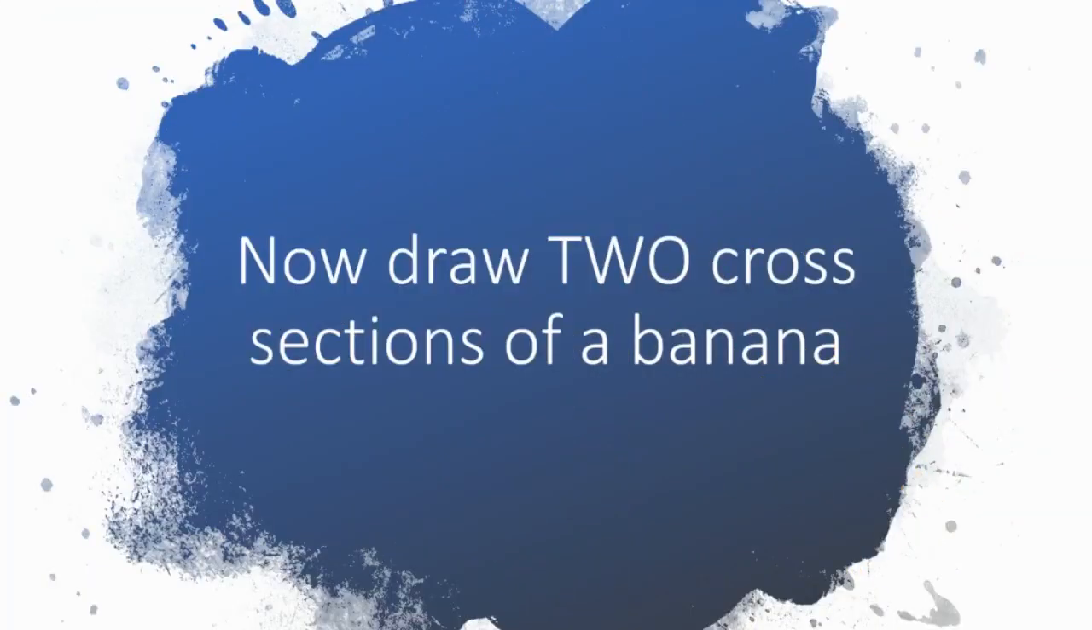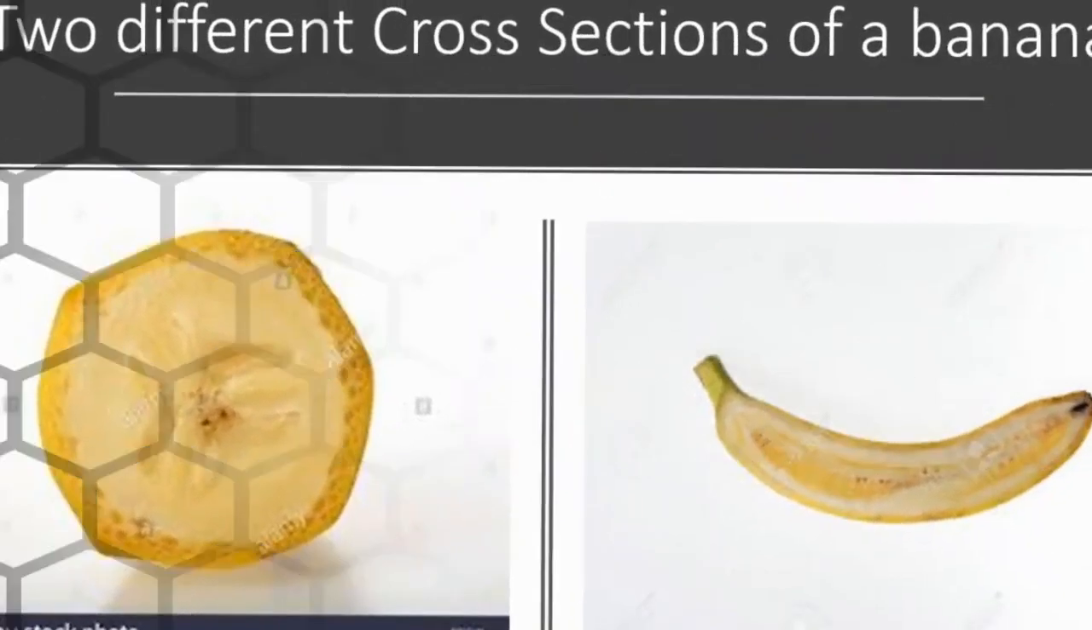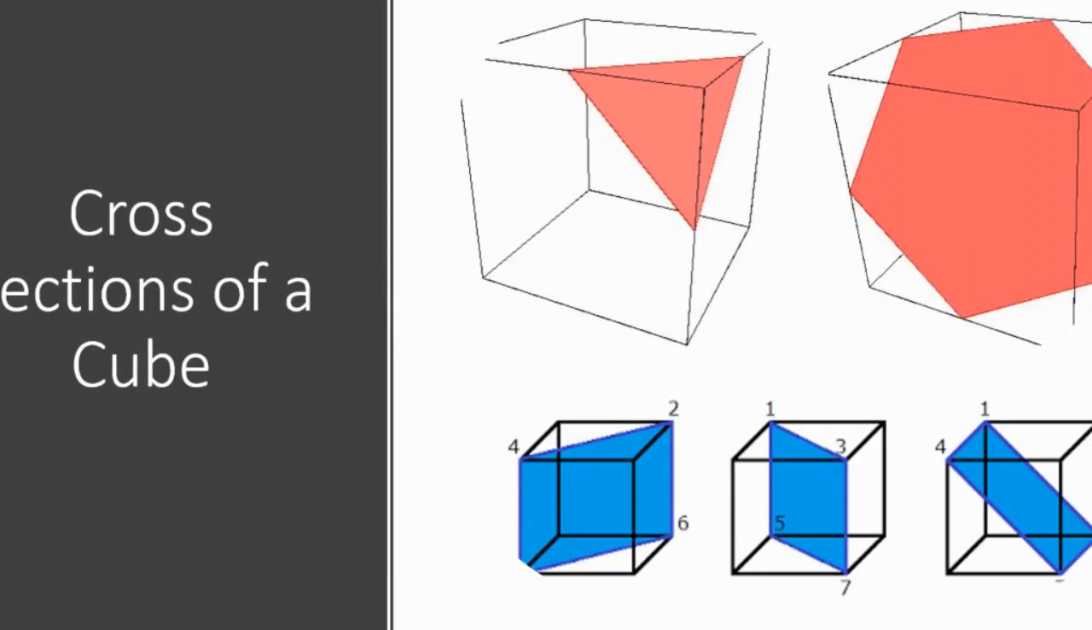Now draw two cross sections of a banana. Pause the video. Draw two cross sections of a banana on your paper. Two cross sections of a banana look like this. Cut it this way, you get a circle. Cut it long ways, you get the full banana size shape. These are what cross sections of a cube look like. So depending on how you slice it, you might get a triangle, you might get a hexagon, you might get a really long rectangle, and different size rectangles depending on how you slice it. So the cross section that you get depends on how you slice it.